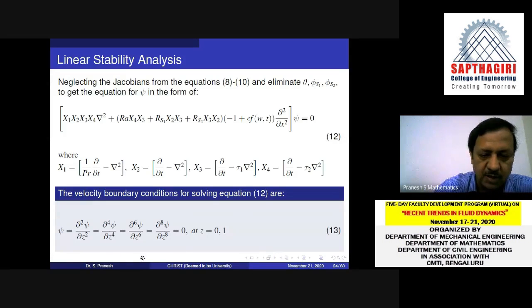And these boundary conditions are given by equation number 13. We have 5 boundary conditions: psi, dou square psi, dou to the power of 4, dou to the power of 6, dou to the power of 8. 5 boundary conditions at z equal to 0, 5 boundary conditions at z equal to 1. So we get 10 boundary conditions to solve this equation here. Okay.